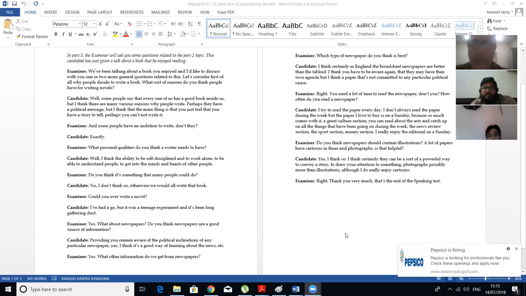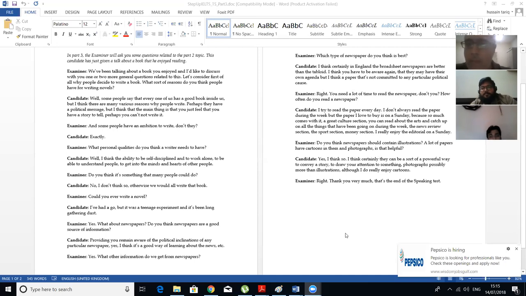Right. You need a lot of time to read the newspaper, don't you? How often do you read a newspaper? Well, yes, it requires some time, but these days we normally focus on the specific area of interest. For example, current affairs, it could be sports, it could be the movie sections. So it might not take much time if you are specific.